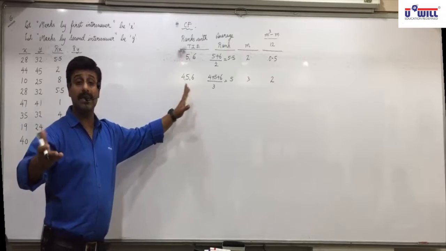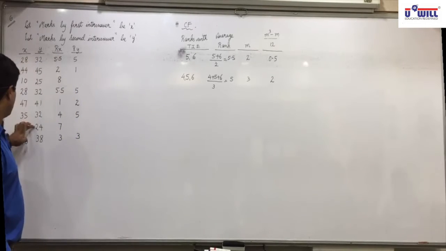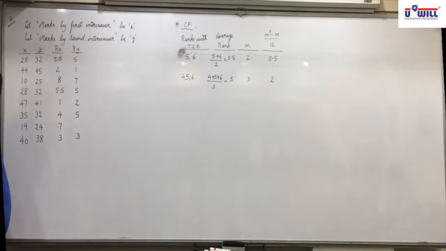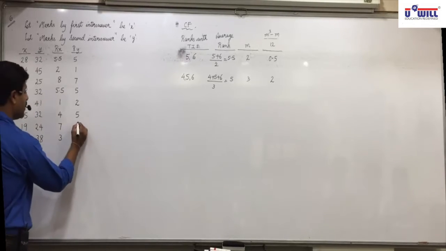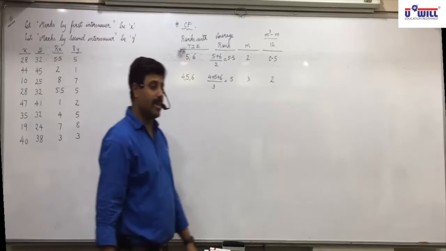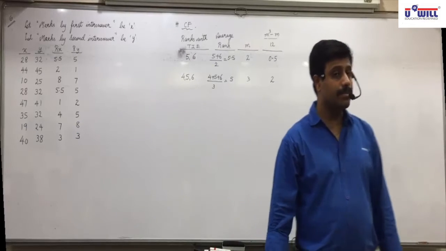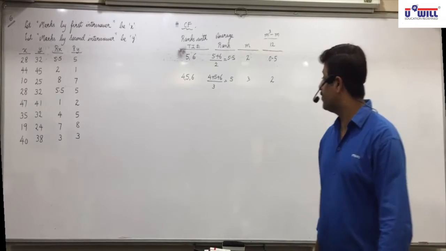So next 7. After 32, the next number is 25. Directly you give the rank of 7. Any confusions? Disha? Any confusions? Anyone else having any confusion? After 25, 24 will get 8th rank. Got it, everyone? Anyone having any doubt in this?